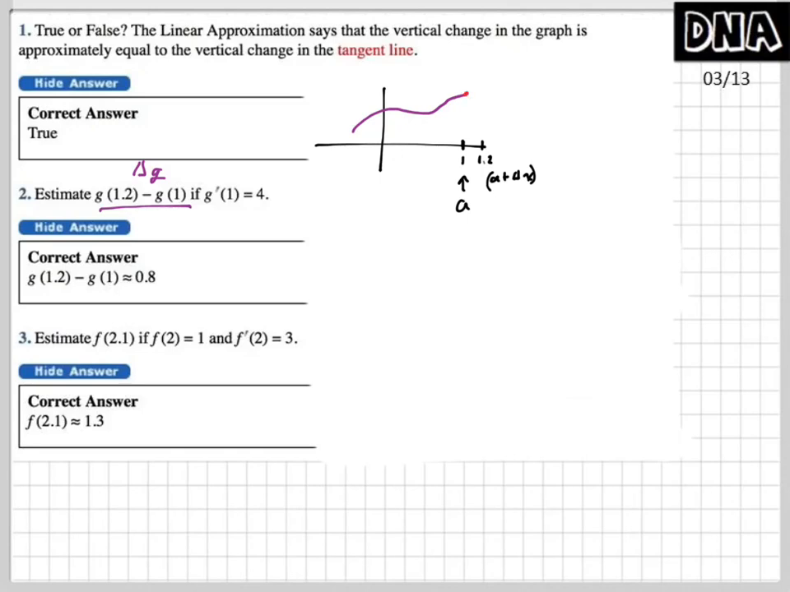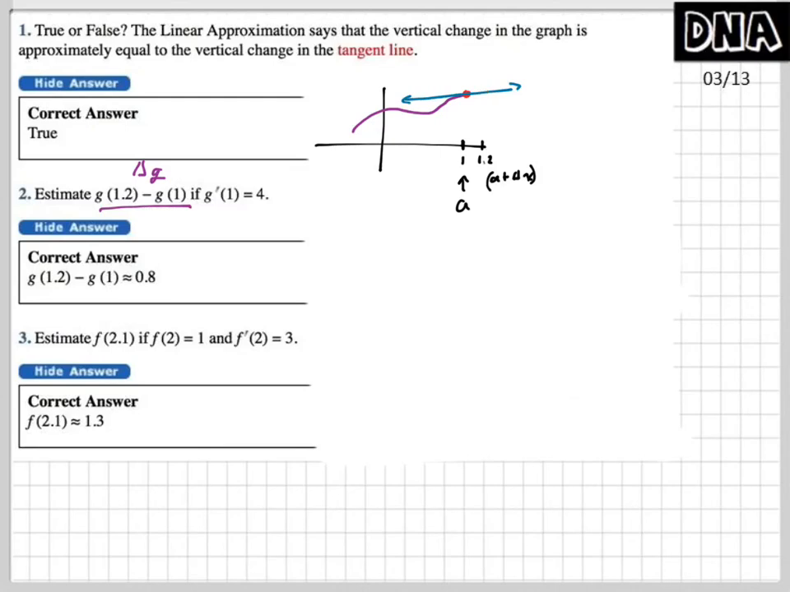Actually, we don't know exactly where this point is, but we do know what g prime of 1 is. Let's pretend we did know where that point was. What we don't know is where 1.2 is. So we're going to try to make a prediction of where the next point is going to be. The way you do that is you make a tangent line right where the point is that you know, and then you predict where the next point's going to be. If I have a really small change, then the prediction is going to be really close to our previous point. But if I have a bigger change, it's going to be more far off.